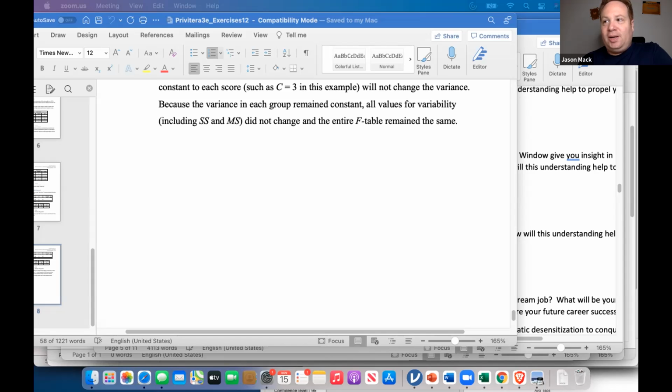A between subjects factor is a type of factor in which different participants are observed at each level of the factor. A within subjects factor is a type of factor in which the same participants are observed across the levels of the factor. A two between design, or between subjects design, is a research design in which different participants are observed in each group created by combining the levels of two factors.